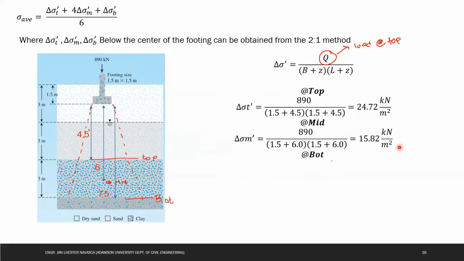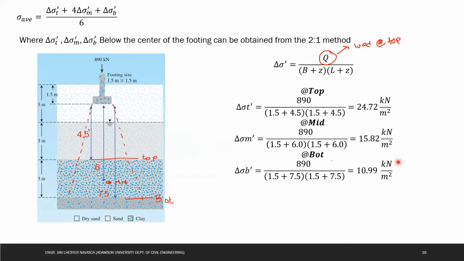Then for the bottom of the clay layer, that is the symbol delta sigma prime B. So the Q load on top is 890 kilonewton over B plus Z, L plus Z, where your Z is 7.5 meters and your B is 1.5 meters. Your delta sigma prime B is 10.99 kPa or kilonewton per square meter.